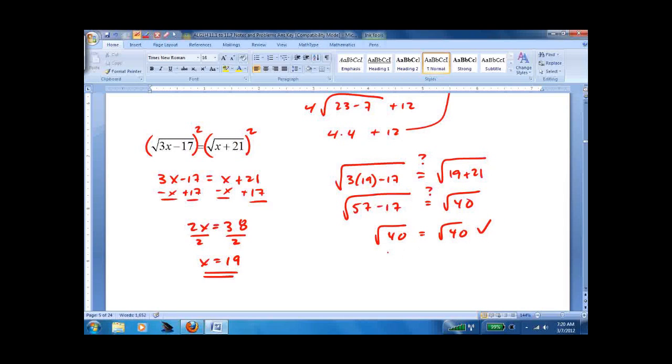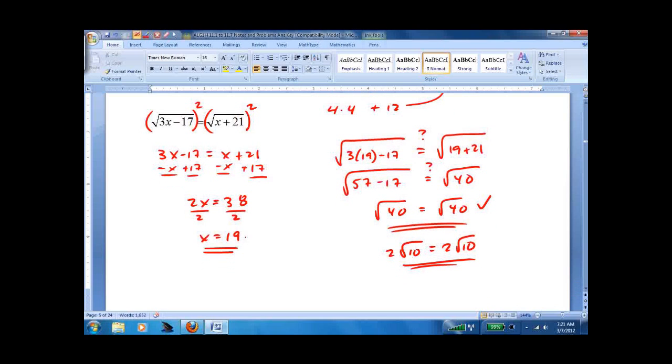It works. A lot of people at this point say, well, don't I have to reduce that radical? We're just checking. Root 40 equals root 40. If you want to get it down to 2 root 10 equals 2 root 10, be my guess, but you already know it works. You're just checking it, not solving it. This is your solution. That's your check.